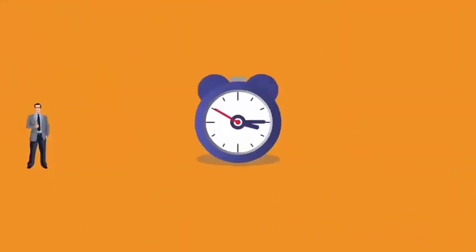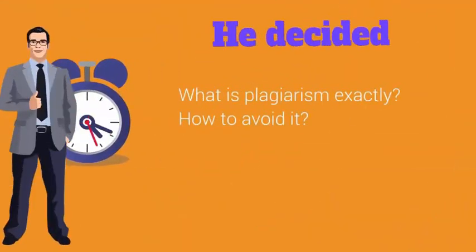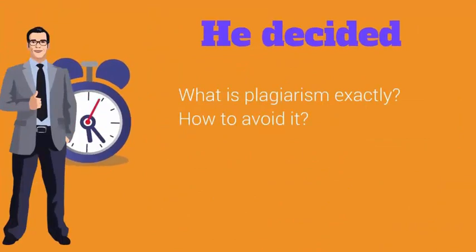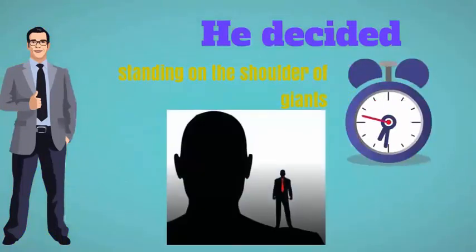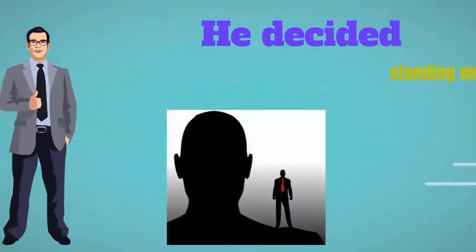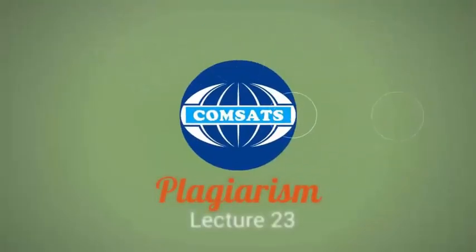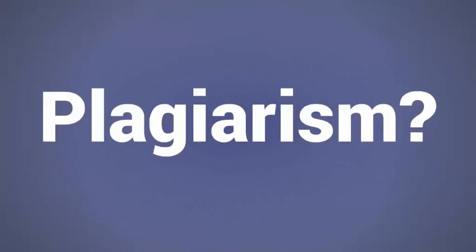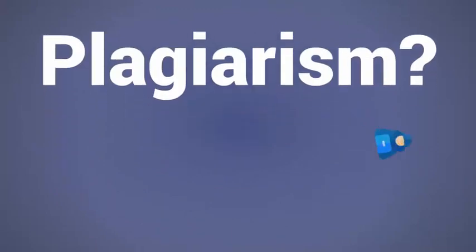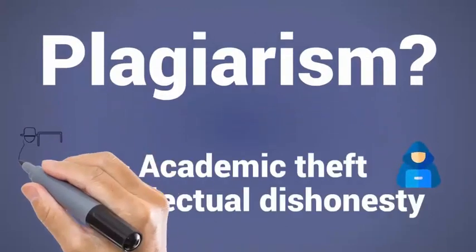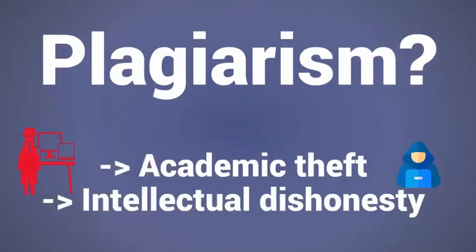Mr. Brown decided to explain to the class what plagiarism is and how to avoid it. He described how you can stand on the shoulders of giants rather than creating your own wheel. Let's review some basic tips on plagiarism as discussed in the lecture, just like Mr. Anmol did in Lecture 23. Plagiarism is the deliberate use of another's work without giving proper credit. It is an academic theft and is considered intellectual dishonesty.